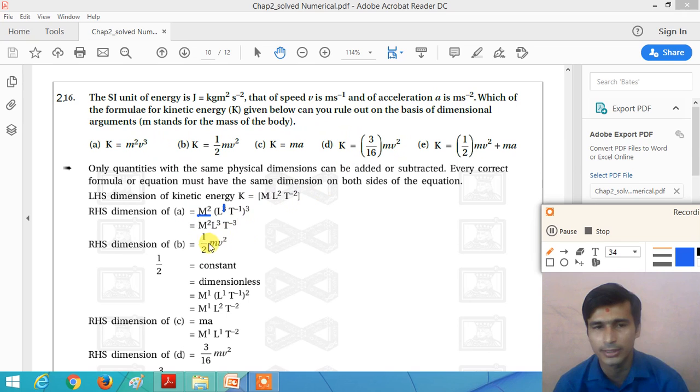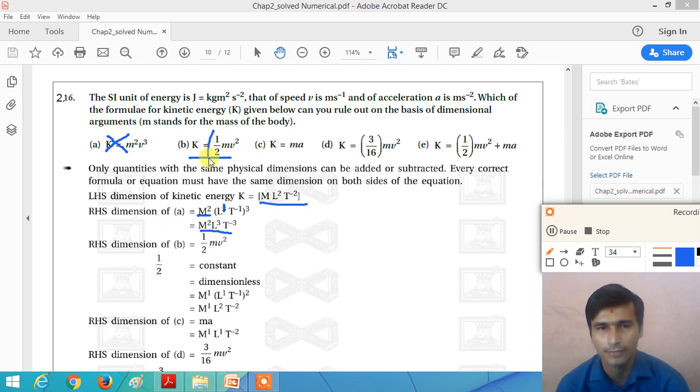So if we combine this, we get the dimensional formula of the right hand side of the first equation as M^2 L^3 T^-3, right? Which is not similar to the dimensional formula of kinetic energy. So the first equation does not represent the kinetic energy, because the dimensional formula of the right hand side does not match with the dimensional formula of kinetic energy, right?